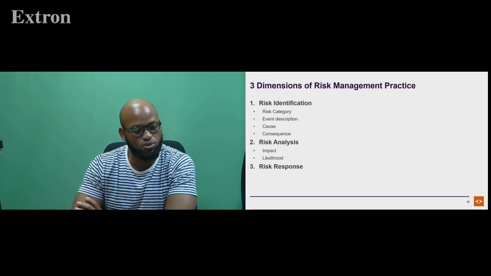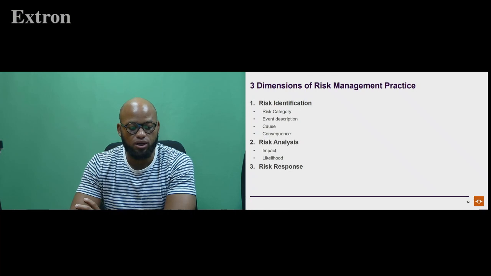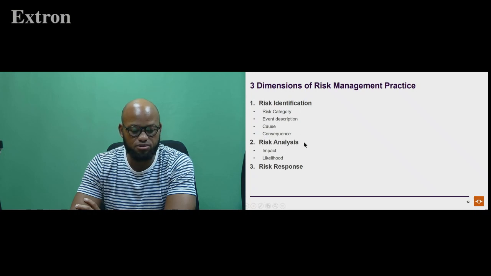The next thing we want to think about is the likelihood. In other words, what are the chances of this risk occurring? As you will see in a minute, an identified risk becomes very, very important and must be closely monitored and managed by an organization if it has the potential to have a high impact, actually not or, so high impact and high likelihood.